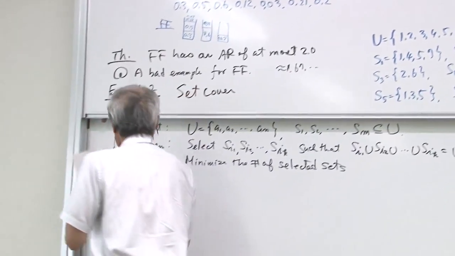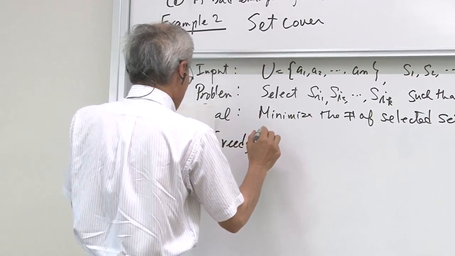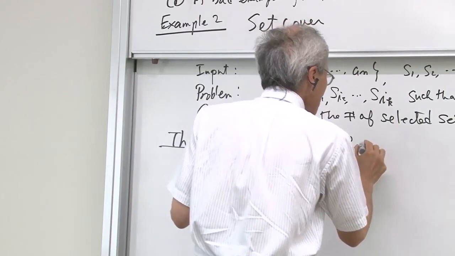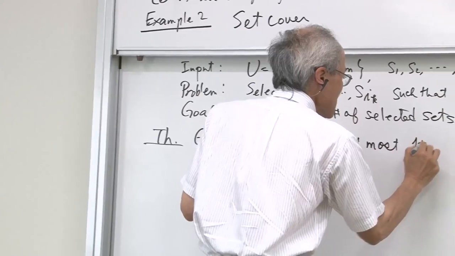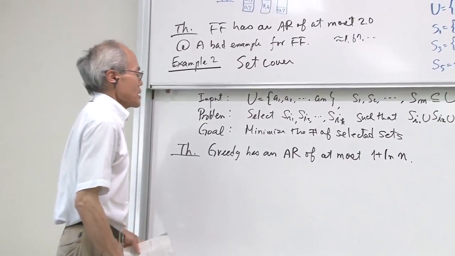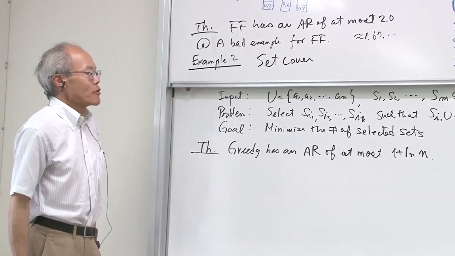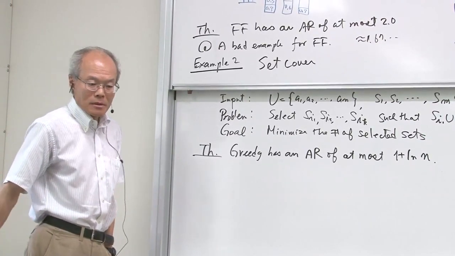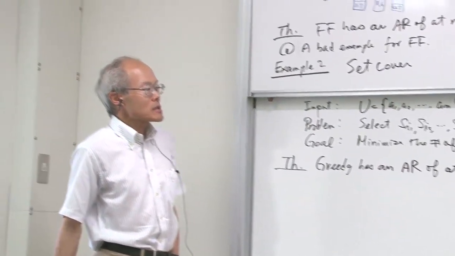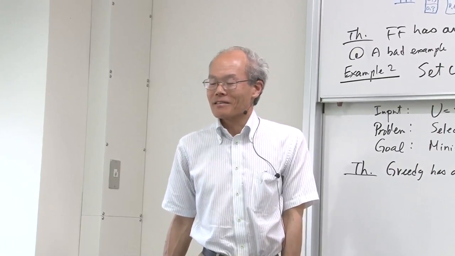But anyway, what I'm going to prove is this theorem. The algorithm called greedy has an approximation ratio of at most 1 plus log n. This log is the natural logarithm. So what I'm going to prove is this theorem. What is greedy? Greedy is exactly as it sounds.